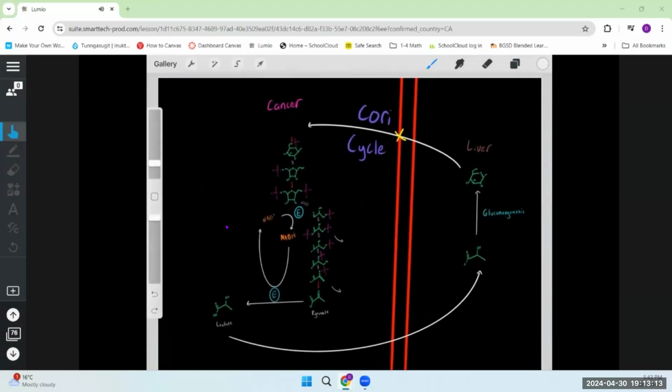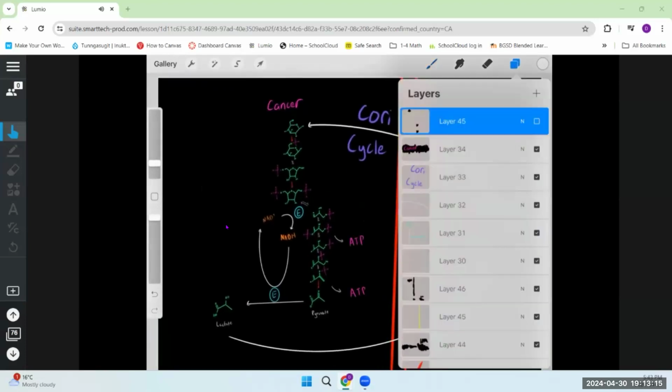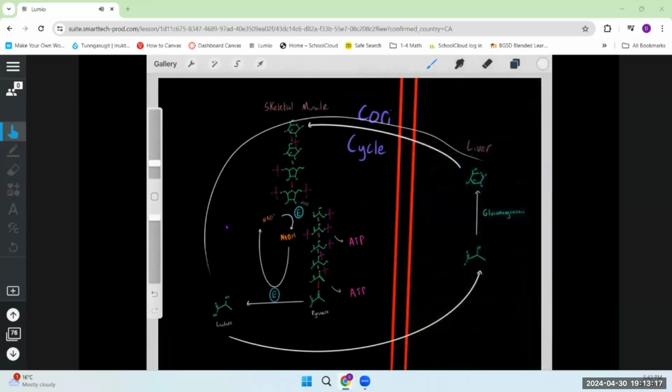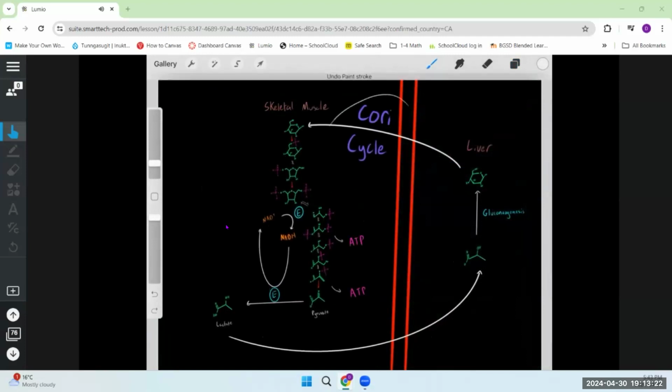But it's a little more complex than that. But again, the point is, this is the Cori cycle. In this context, with the skeletal muscle and the liver, is normally the context you'll hear about the Cori cycle.